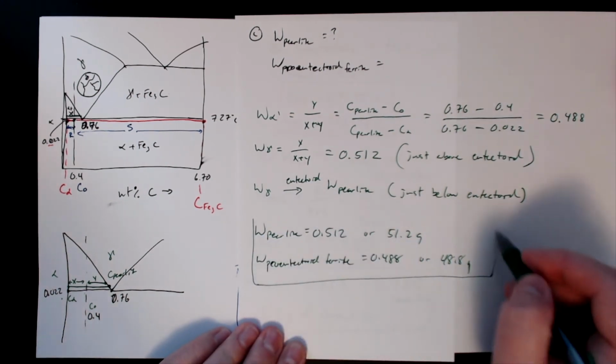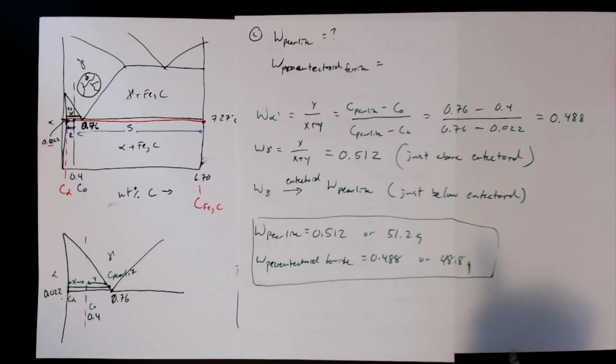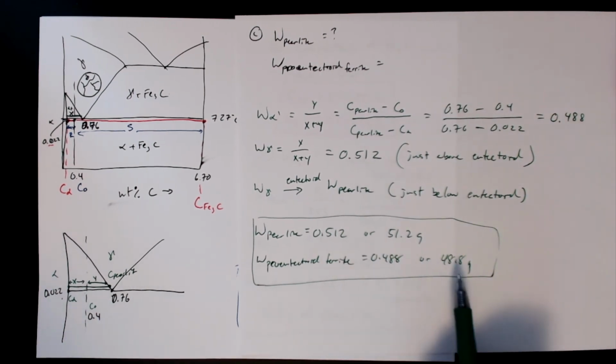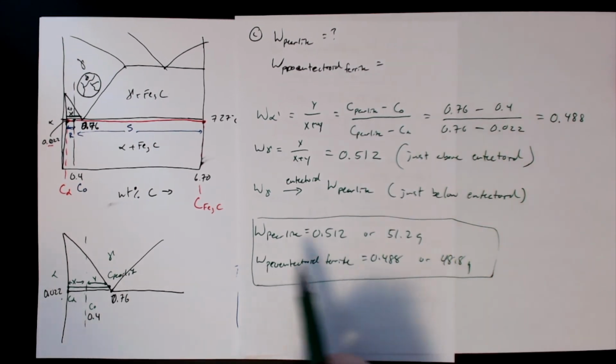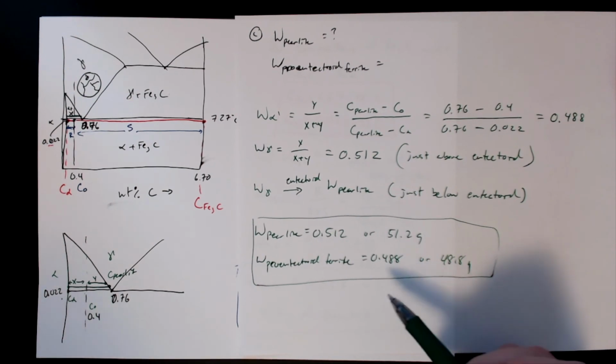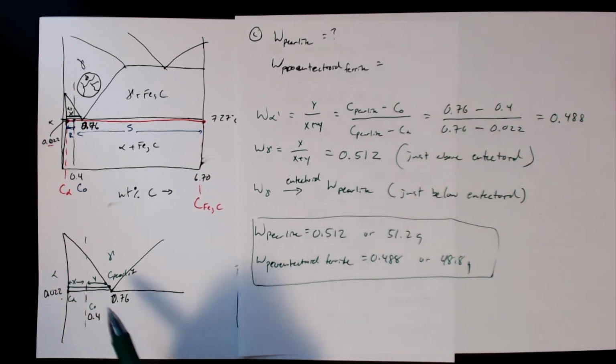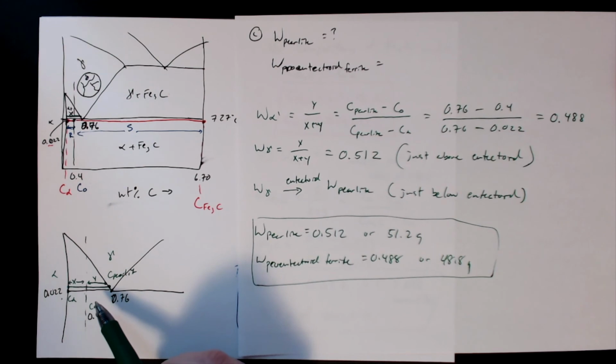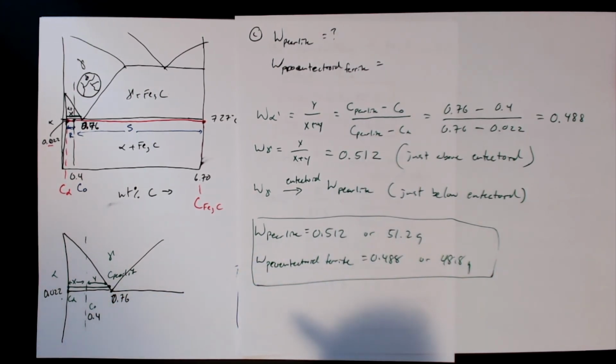So these are the amounts, and in this question, it was asking for both of them, right? So we can give both of them here, the amount of perlite and the amount of pro-eutectoid ferrite. Again, this is a similar question to something we've asked in the eutectic system, and it relies on things that go through the eutectoid or the eutectic reaction, which are very similar, and so we can calculate that amount of perlite and pro-eutectoid ferrite.